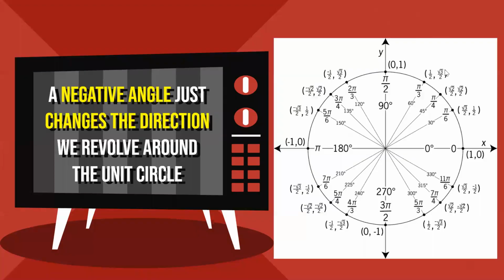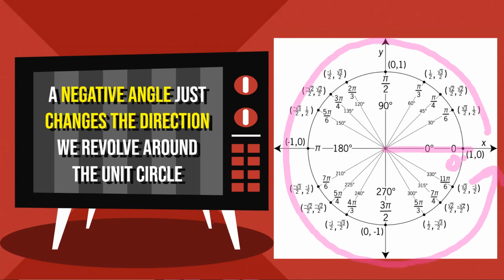So just to reiterate, a negative angle just changes the direction in which we revolve around the unit circle. Generally speaking, when we're working around the unit circle, we start here at 0 degrees and we work our way around counterclockwise. So that would be all of the positive angles that you see here. However, if we're talking about a negative angle, that just means we still start here, but we're going to go the opposite direction. It just changes the direction we go.